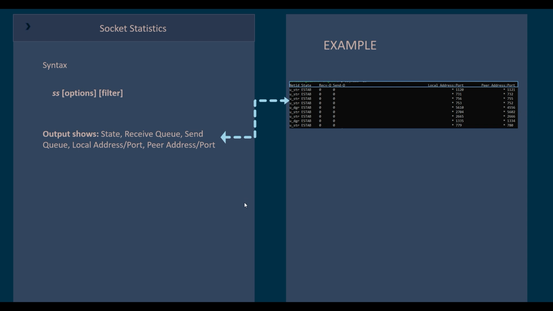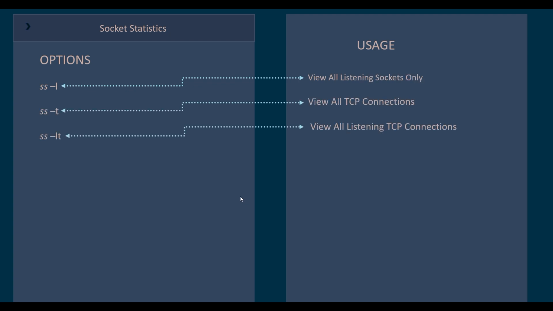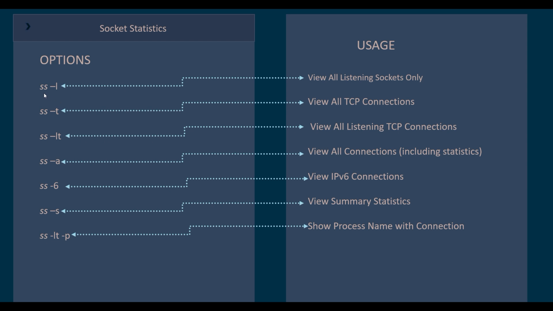Now let's see some of the available options for the SS command. We have these available options. If we type SS with the option L, it shows all listening sockets. L is for listening. If you are aware of the netstat command, you will find it very similar.